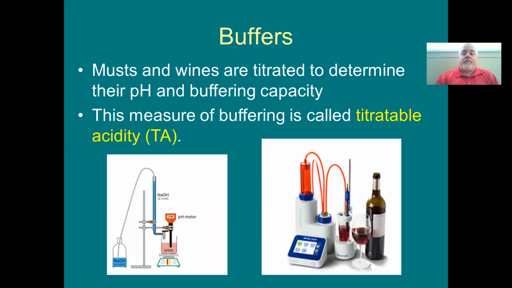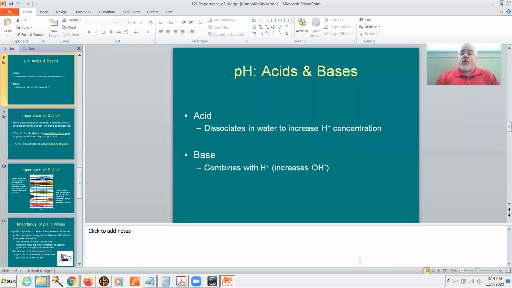So we call the measure of buffering capacity in a wine the titratable acidity number, or TA, all right? And that is it for pH and buffers.